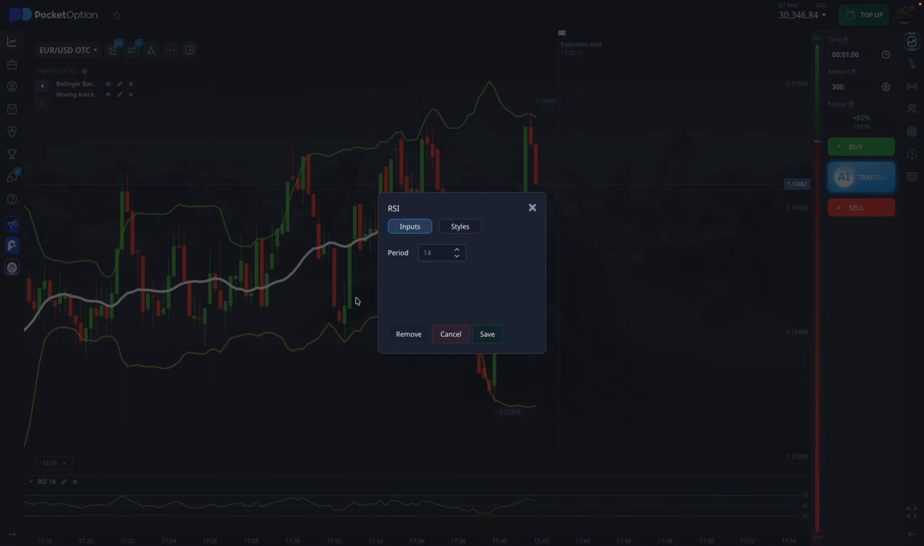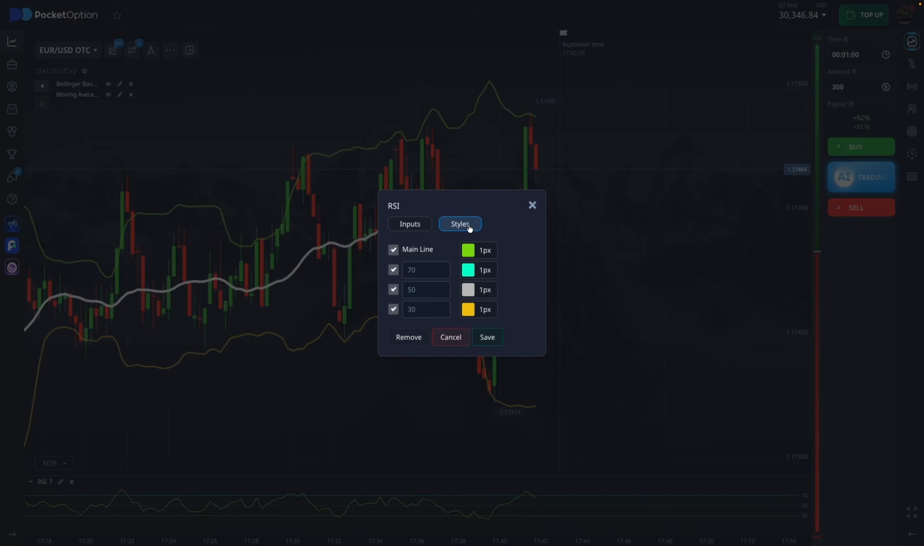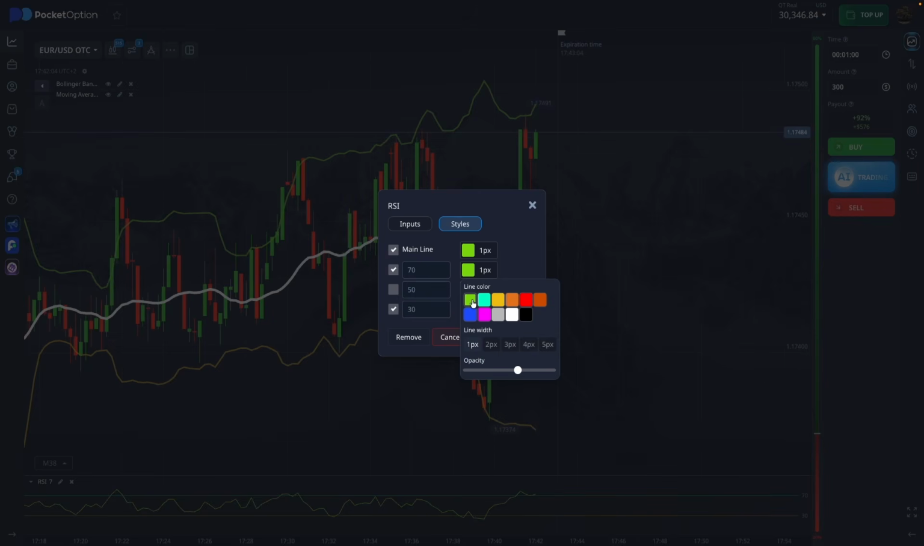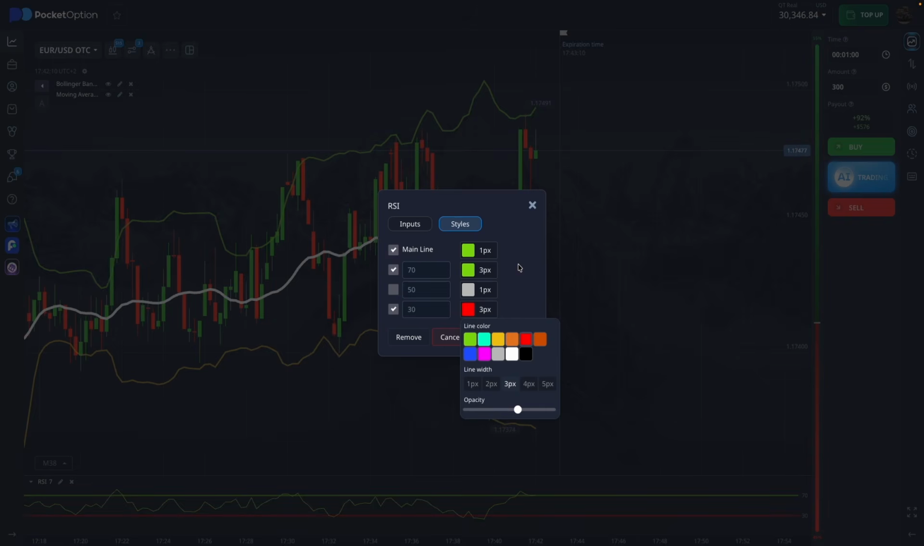Here I go to the settings. The period I will use is 7. Then I go to Styles, and here I turn off the middle line, leaving only the top and bottom lines. I repaint the top line green and make it a bit thicker, while I repaint the bottom line red and also make it a bit thicker. I repaint the main line white and also make it thicker.